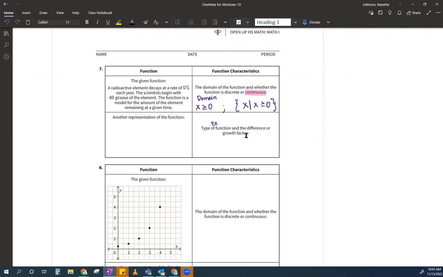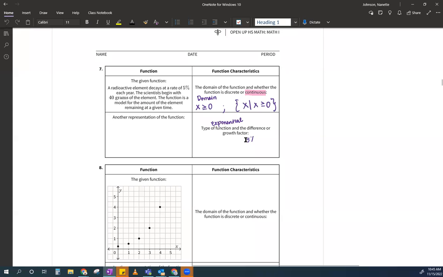Actually, it's not geometric. I apologize. So exponential. Shelton, why isn't it geometric? It's not geometric because geometric tends to be a sequence, and discrete, this is continuous. So, and the difference or growth factor. So this is a growth factor, even though it's decaying. The growth factor is 5%.